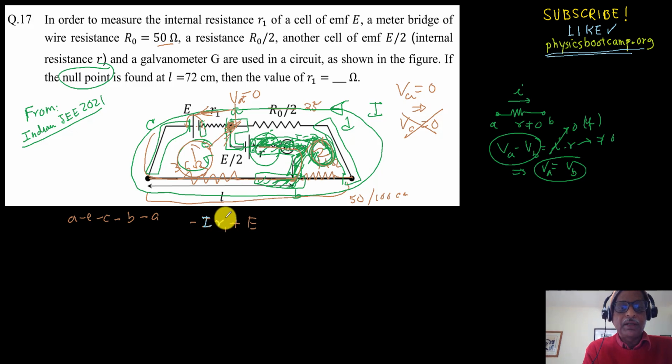I times R1 plus E, and then I'm over here, and then I'm going through this in the same direction. I'm assuming the current is going in that direction. I'm going in the same direction. So I'm going to drop the voltage 36 times I, and I'm here, and I'm going in the opposite direction to the voltage, so minus E over 2, and I come back here, so it's 0. So this is my one equation.